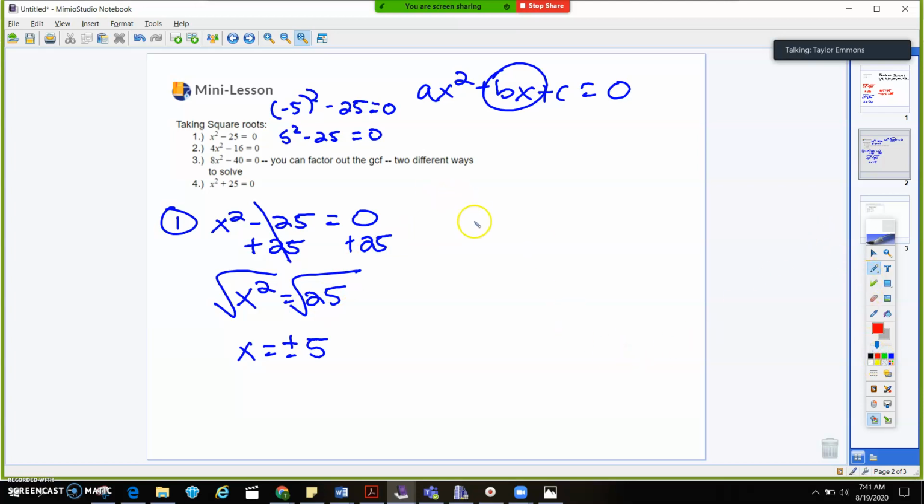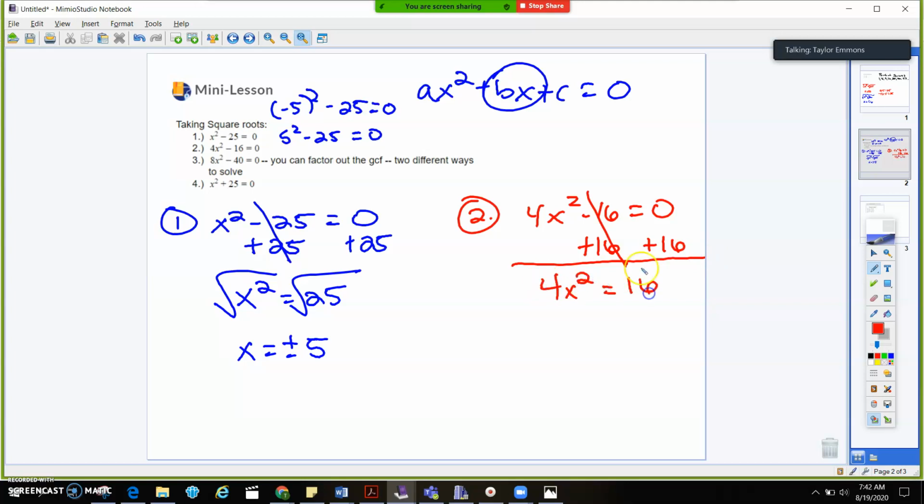All right, so on number 2, this one's a little different. So on number 2, we want our x's on one side and our numbers on the other. And right now we notice that this c term right here is a perfect square, right? 16 is a perfect square. So we're going to add 16 and put it over to the other side. And we're going to have 4x squared equals 16.